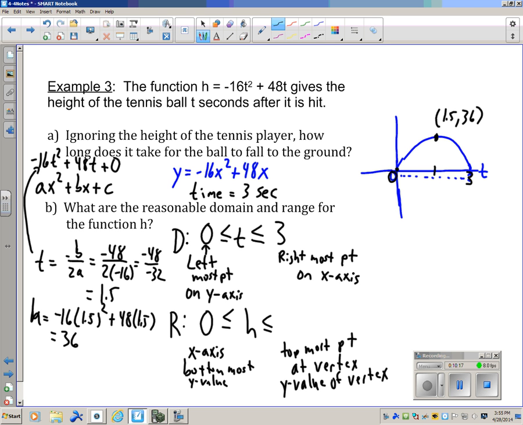So the lowest height there is 0. That's where it hits the ground. That's where it started. Started there at 0, or where it landed over here on the ground is at 0, and it went up as high as 36 feet. So from 0 to 36, and I keep saying feet. It doesn't tell us that it's actually in feet, but I'm assuming it's feet. So there is our domain and range for that function.